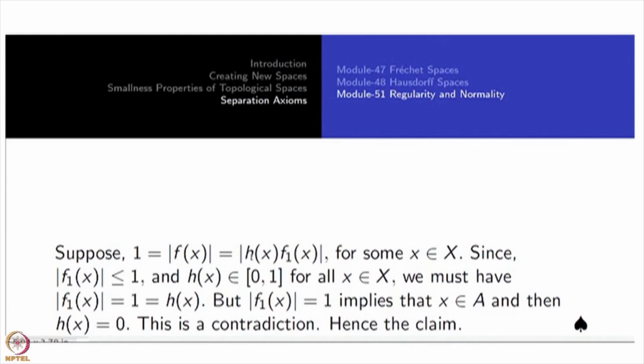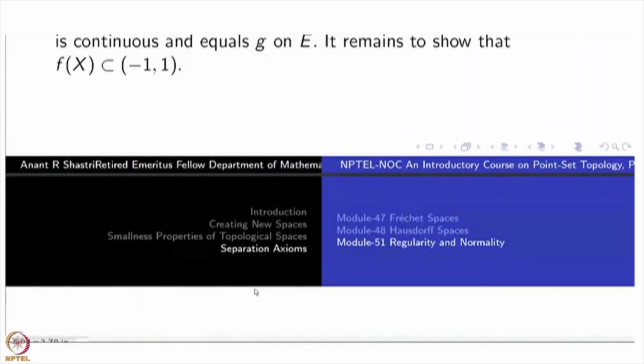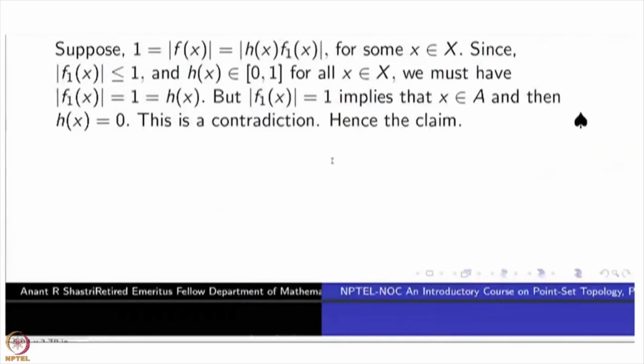If h(x) is 1, after multiplying by h(x), what do you get? f1(x) is equal to f(x), and modulus of f1(x) is equal to 1 implies x is inside A. Remember that A was defined as f1 inverse of minus 1 as well as plus 1. But then h is 0 on A. But just now we have h is 1, while the right hand side will be 0. This can't be 1. So that contradiction proves that modulus of f(x) is never equal to 1.